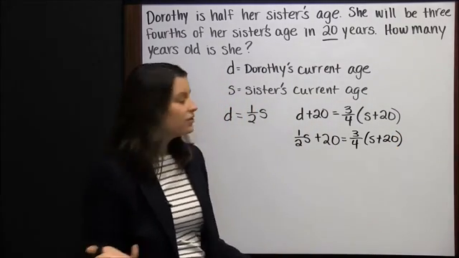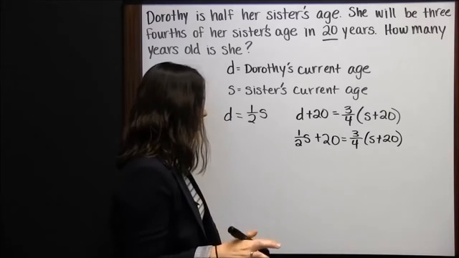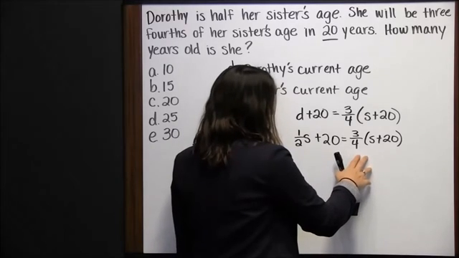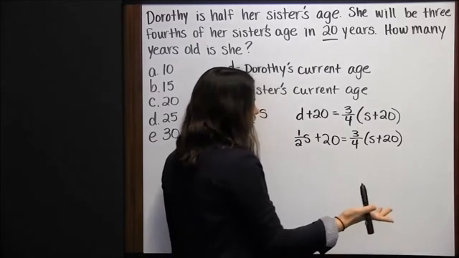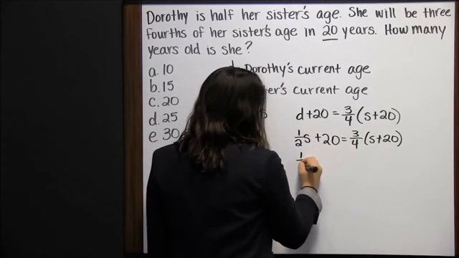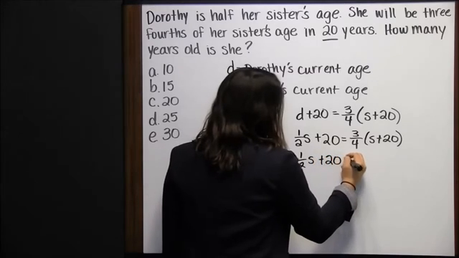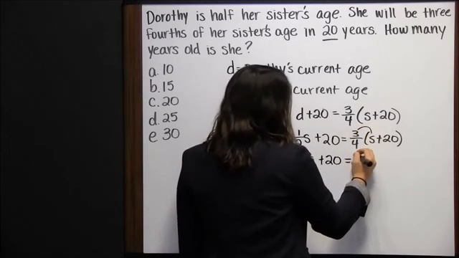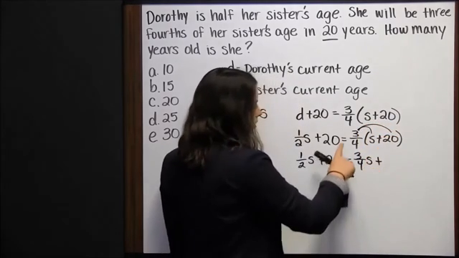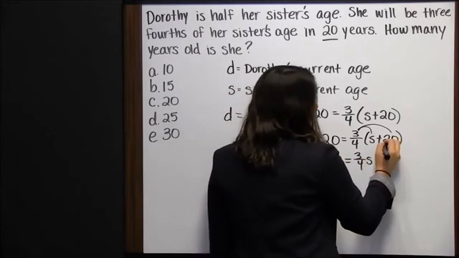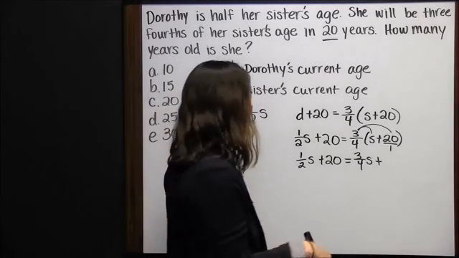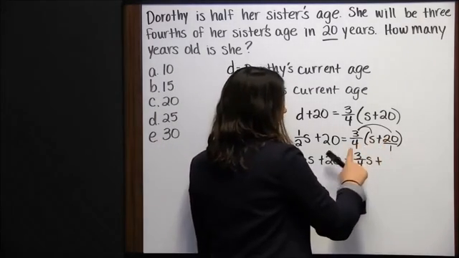Well, from here we have lots of options for solving. And the first thing I think about is, I really just want to get rid of this fraction, this 3/4. So I think I'll start by distributing the 3/4 to what's inside my parentheses. So I have 1/2 S plus 20 is equal to 3/4 S plus, and then with the 3/4 and the 20, I can put 20 over 1, and I can simplify multiplying these numbers by cross-canceling 4 and 20.